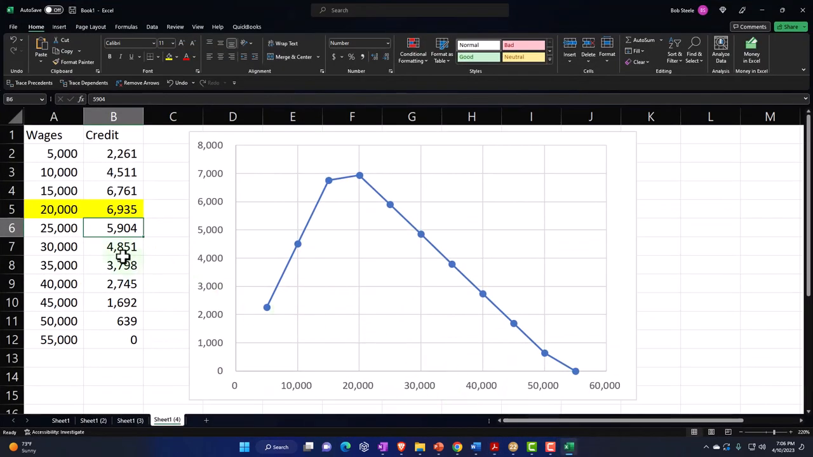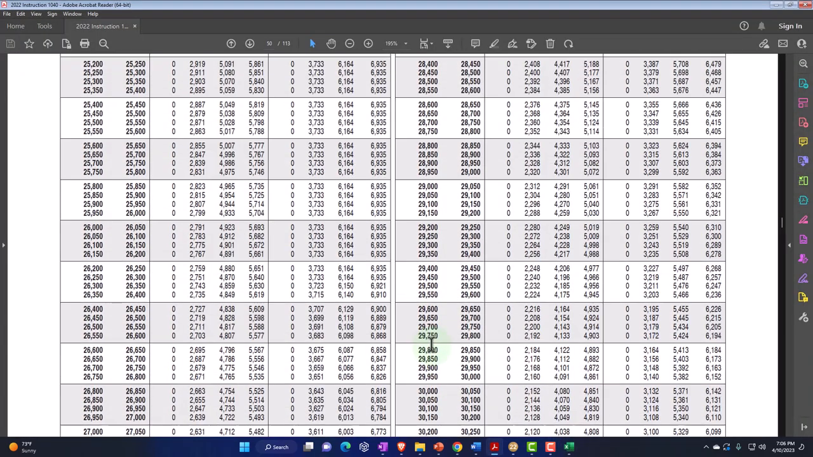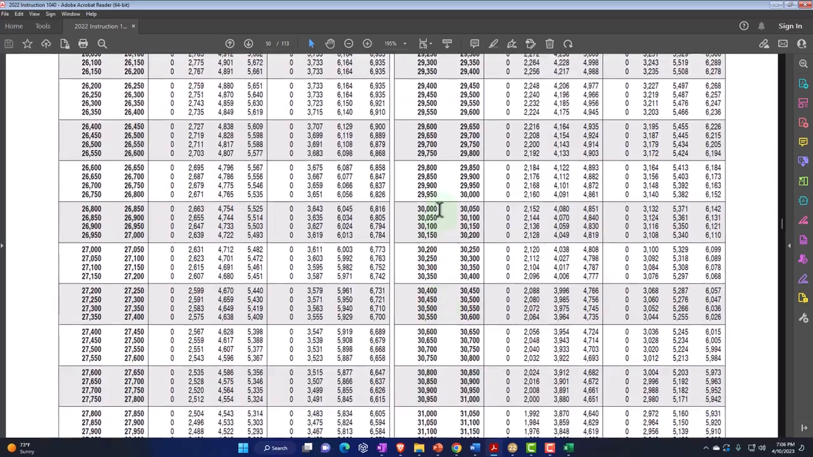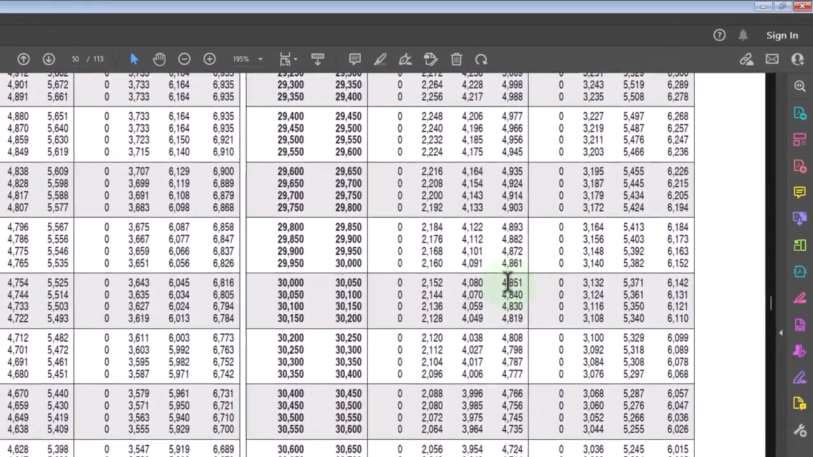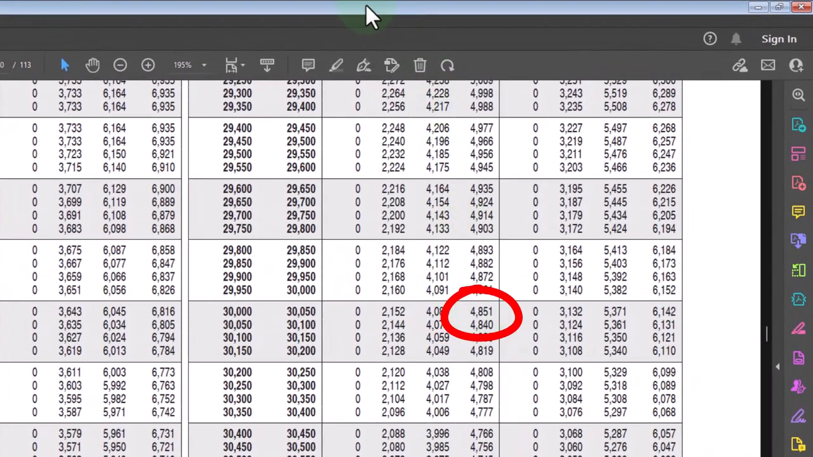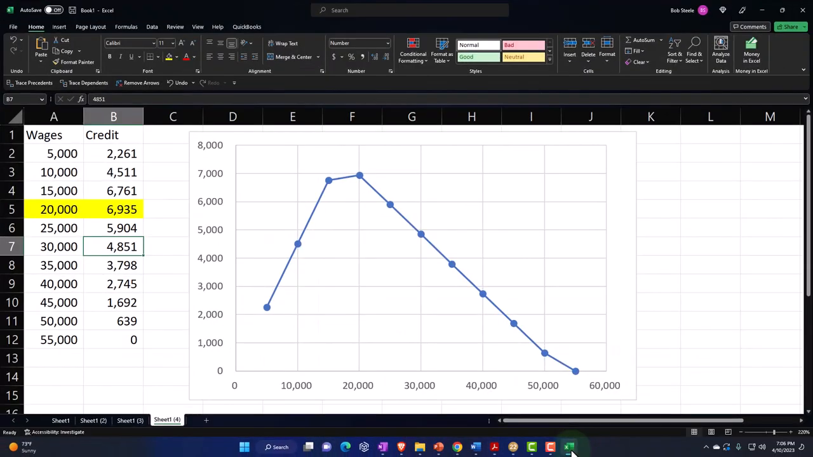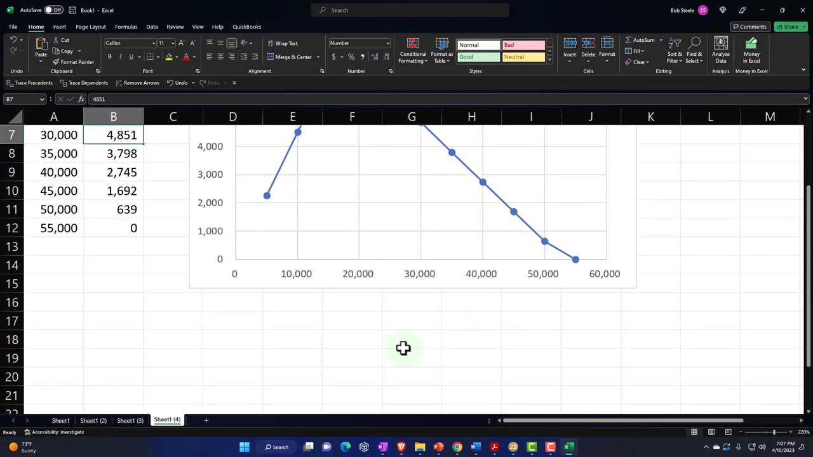And then if I go down to the 30,000, 4851. 30,000 is over here, 4851, and so on. So I think I got those plot points hopefully mostly right, so you can get an idea of the visual chart here. All right, so that's the general idea.